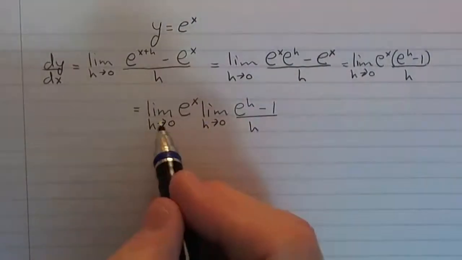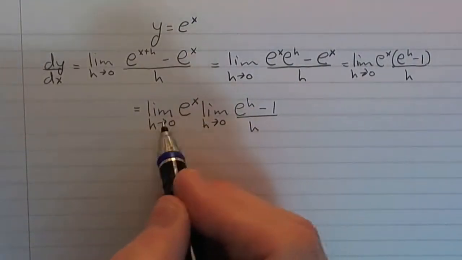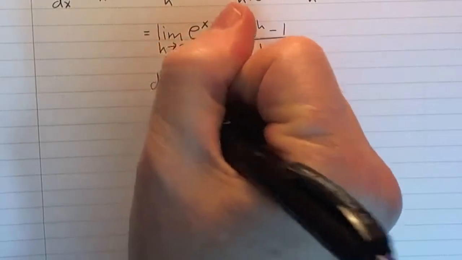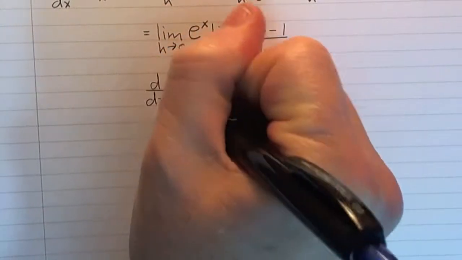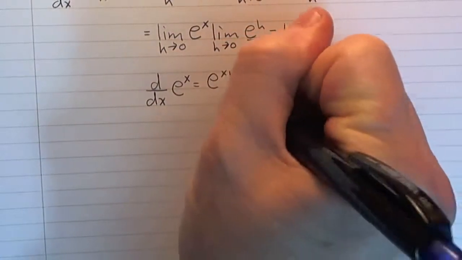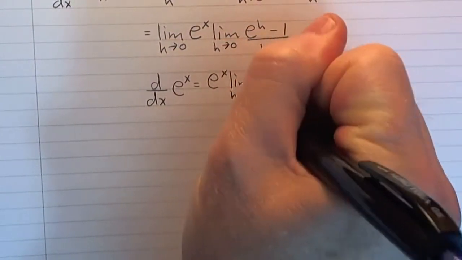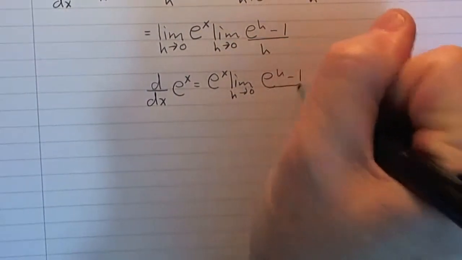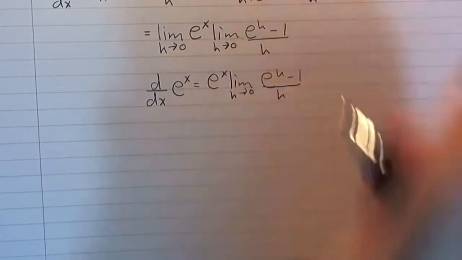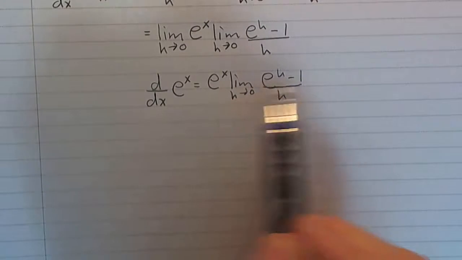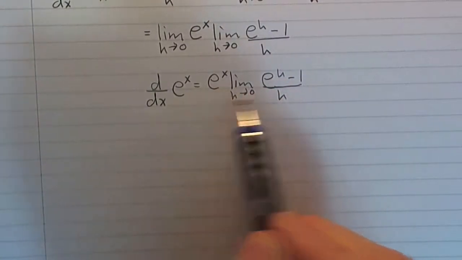Now, I didn't need to put a limit there because e to the x doesn't have an h in it, so it doesn't care what h does. So here's what we've got. Here is the derivative of e to the x. The derivative of e to the x is e to the x times this limit. So what I've got to do is figure out what this limit is. Now, I think the way I want to do it is just look graphically at it.